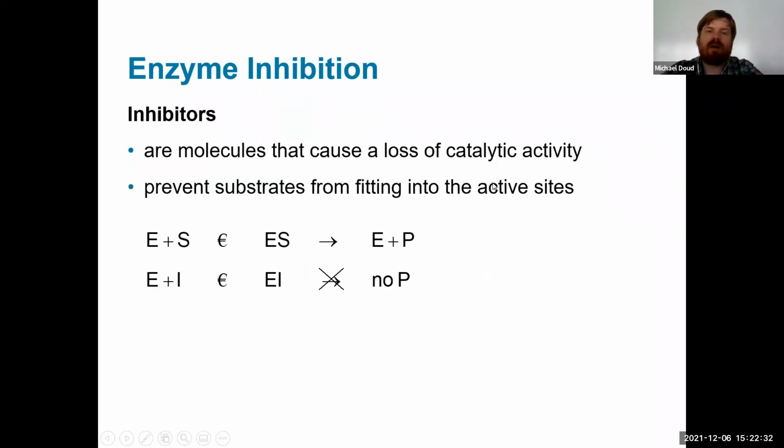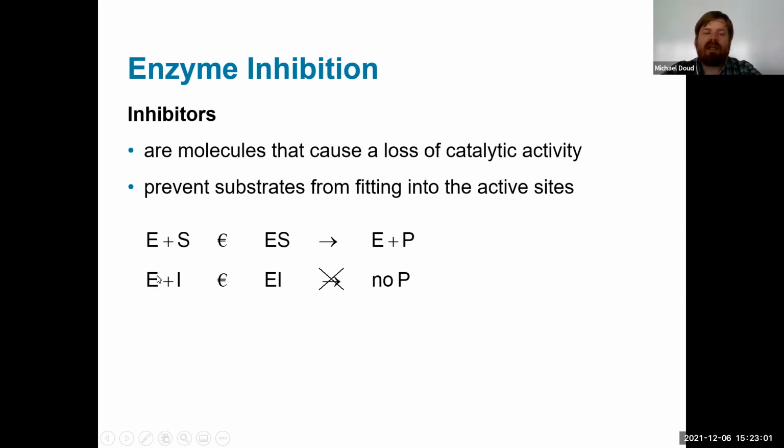Okay, so that brings up our final topic here, which is the inhibition of enzymes. Not only can we denature enzymes and stop their activity that way, they can also run into an inhibitor. An inhibitor is a molecule that causes a loss of catalytic activity. Basically, what happens is it's going to compete, or I shouldn't say that yet. We're going to talk about 2 different types of inhibitors.